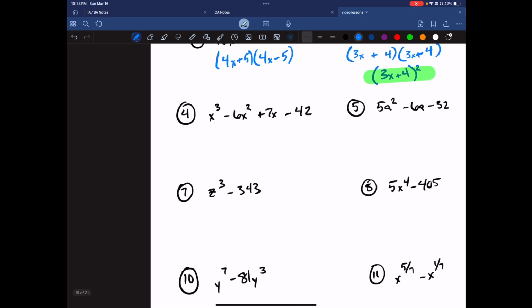As I mentioned before, number 4 is factored by grouping, which means I'm going to take my first two terms and group them together, my second two terms and group them together, and take a GCF of both parentheses. So in the first parentheses, I have x squared that I can pull out. It's going to leave me with x minus 6.